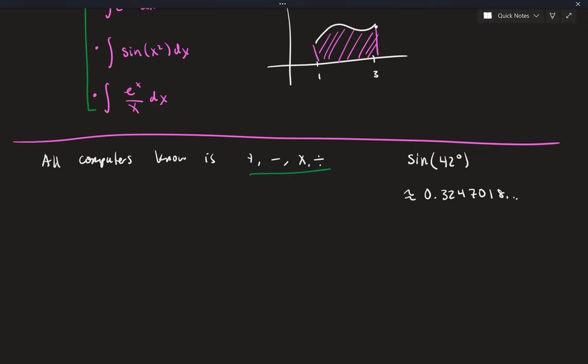Think about what kind of objects you can build from these operations. It's polynomials, isn't it? I can add different things. If I take an x, a variable, and apply these operations to it, I can multiply, I can add, I can do exponentiation, because that's just repeated multiplication. I can subtract. I can divide by numbers.